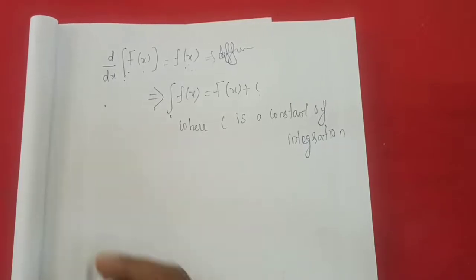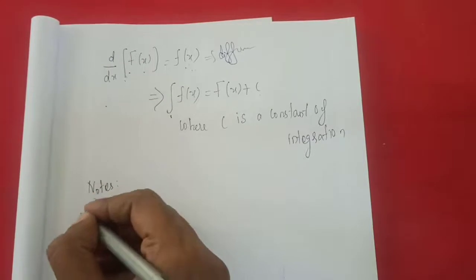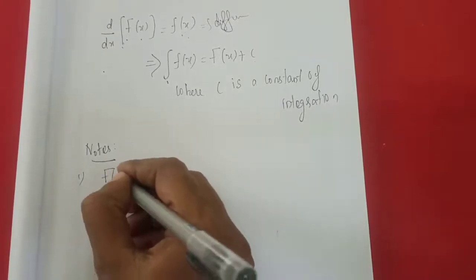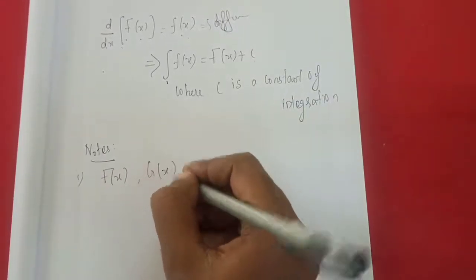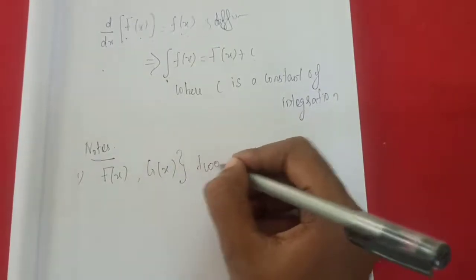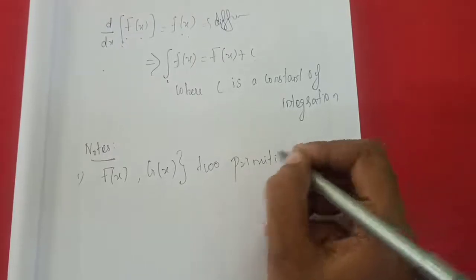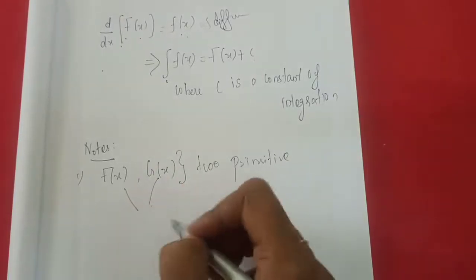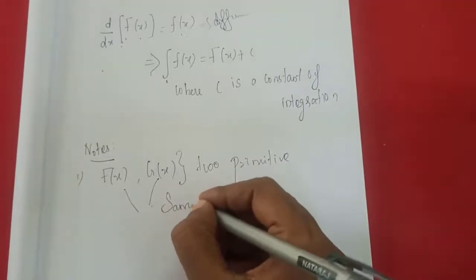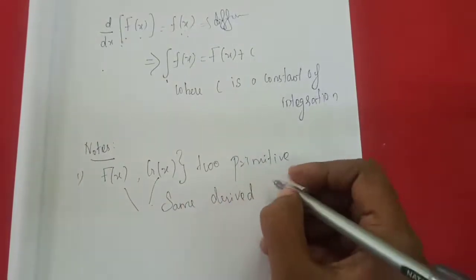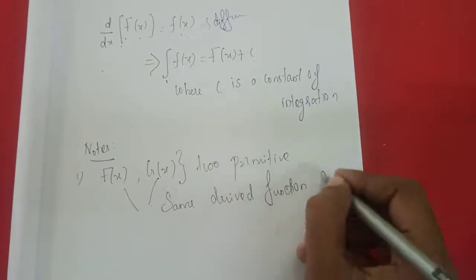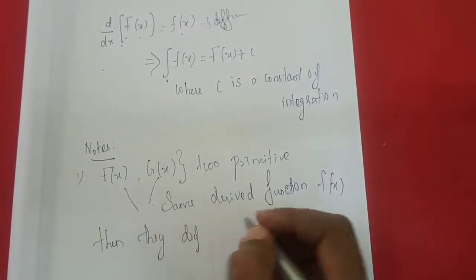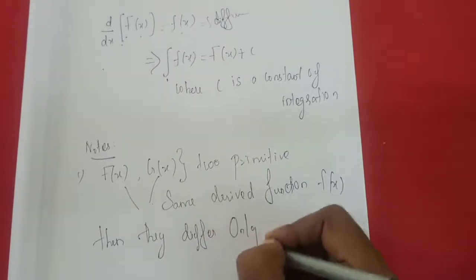Now, I am going to explain some basic notes. So first note: if two different primitive functions, f of x be one primitive function and g of x be another, so these two are primitive functions. If the two primitive functions have the same derived function, small f of x, then they differ only in a constant term.